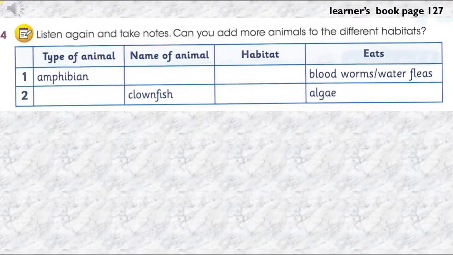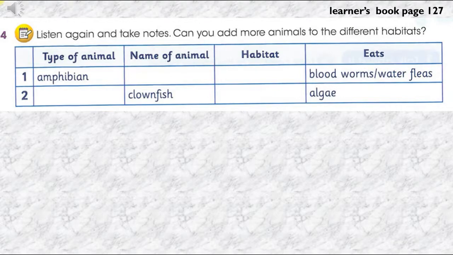And now, after you listen to everything and really too much information about these animals and their habitats, can you add more animals to the different habitats? Type of animal, its name, habitat, what it eats. If you need to listen again, you can go back and listen and then continue watching the video.